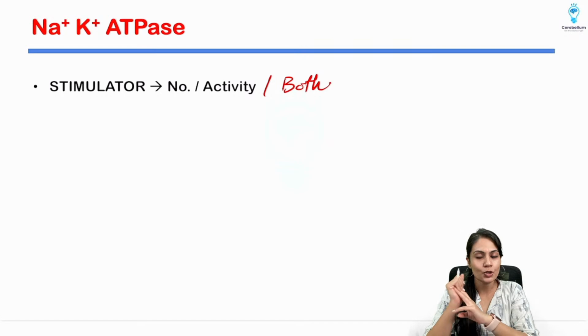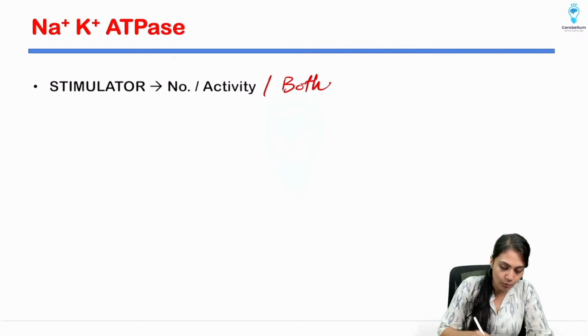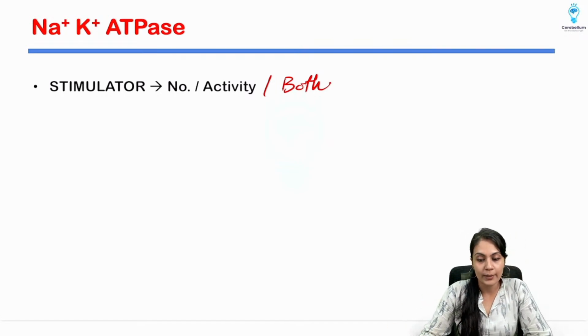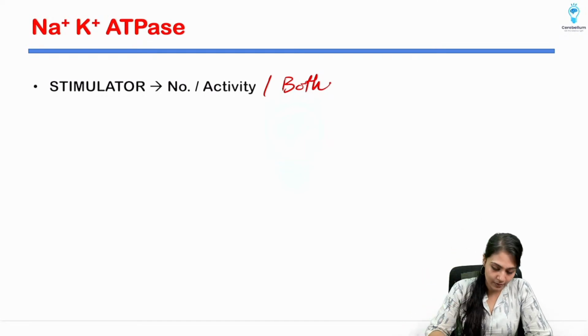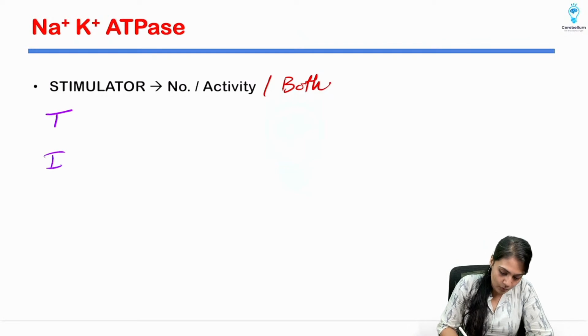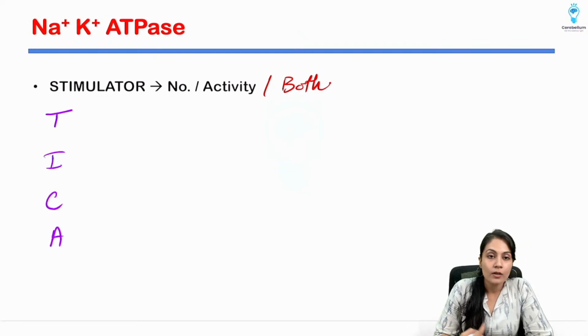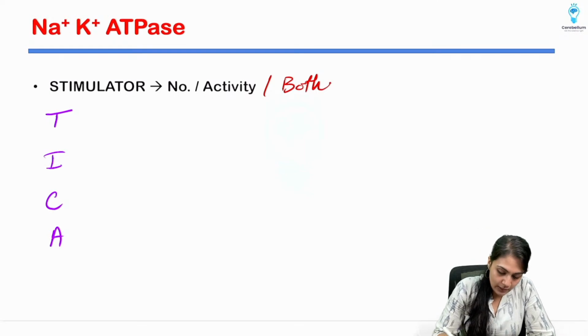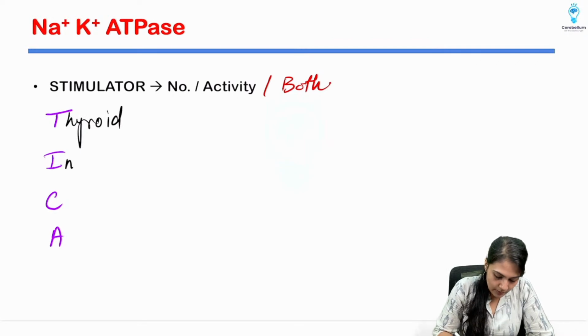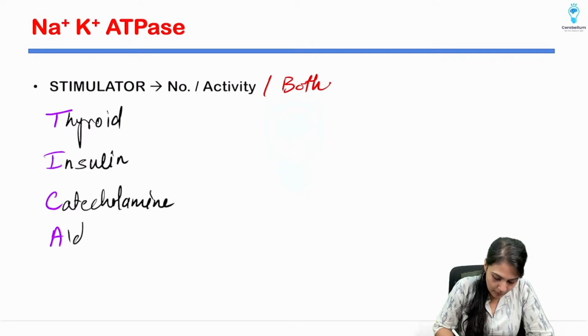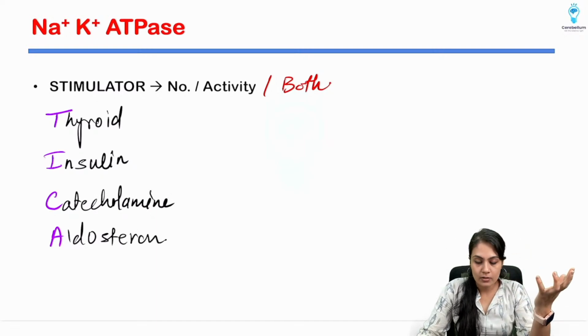How to remember? There is a very sweet mnemonic for you. When someone is going to war, what do you do? You apply some tika, right? So right over here, tika. What do we mean by tika? T means thyroid hormone. Then comes insulin, catecholamines, and aldosterone. These are the things which are going to act as stimulators.